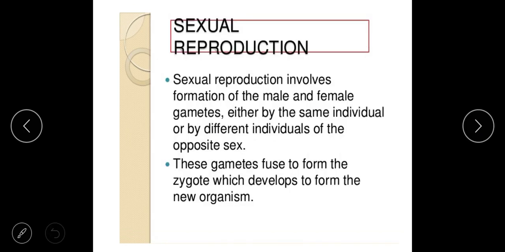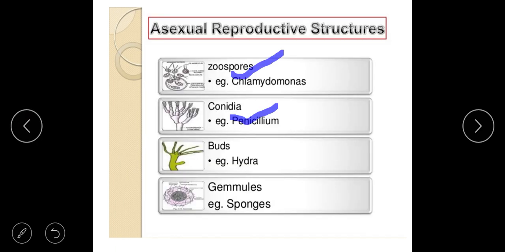Then buds: you can see a diagram of the bud, especially in Hydra, which is produced towards the outside of the body and gives rise to a new offspring. A new term introduced here is gemmule. Gemmules are also buds, but they are not produced outside; they are produced endogenously inside the body of sponges.